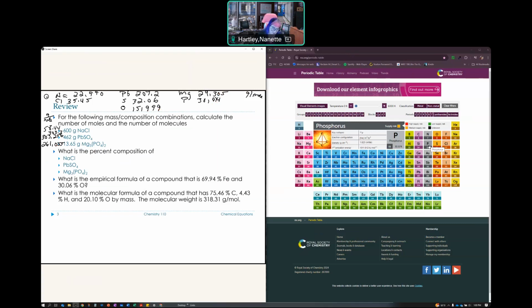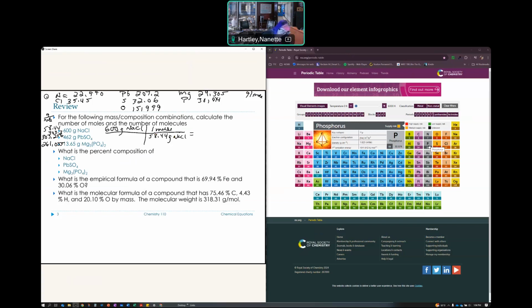Okay. Now, I have 600 grams of NaCl. I want to calculate the number of moles and the number of molecules. So if I wanted to calculate the number of moles, I'd take my 600 grams of NaCl, and I would divide by the molecular weight. So the molecular weight is 58.44 grams per 1 mole for NaCl.